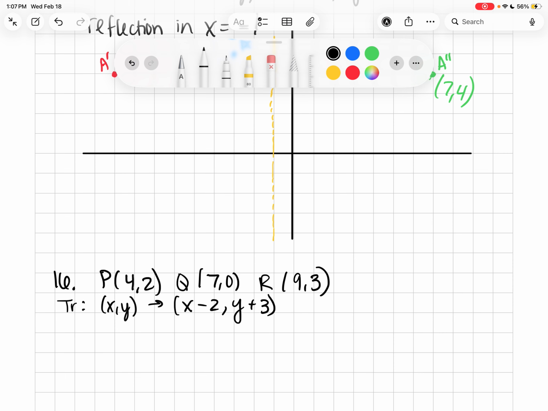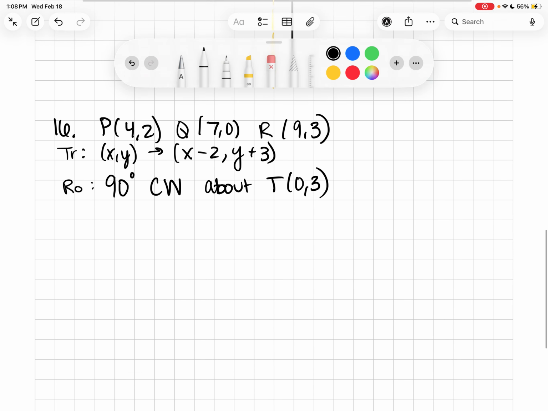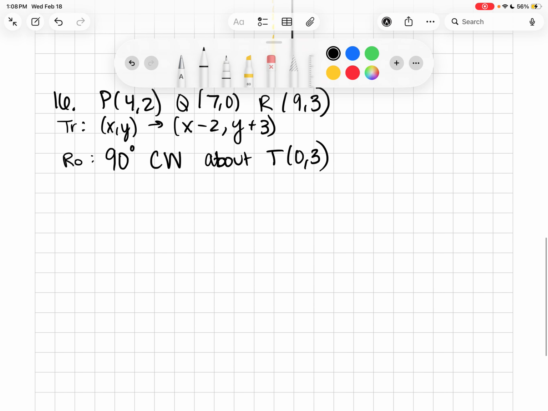And then the rotation. Since reflection and rotation both start with R, I would say just use the second letter if you don't want to write the whole thing out. So 90 degrees clockwise about the point T, which is 0, 3. Okay, so for the most part my graph is on the right-hand side. Everything's in the positive, so I'm basically just going to make a big graph over here.